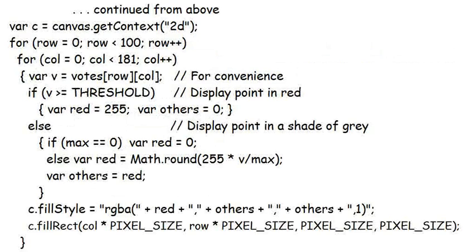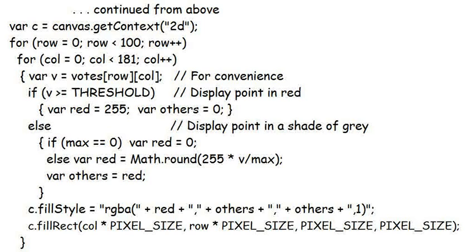Then we go through all the points in the votes array, this time actually deciding what colour to plot them. If the number of votes is at the threshold or greater, it's simple. The point is to be pure red, shown by setting a variable red to 255 and a variable others to 0. You won't be surprised to learn that red indicates the red component of the point, and 255 is the maximum value, whereas others indicates the green and blue component, and 0 means no thank you.